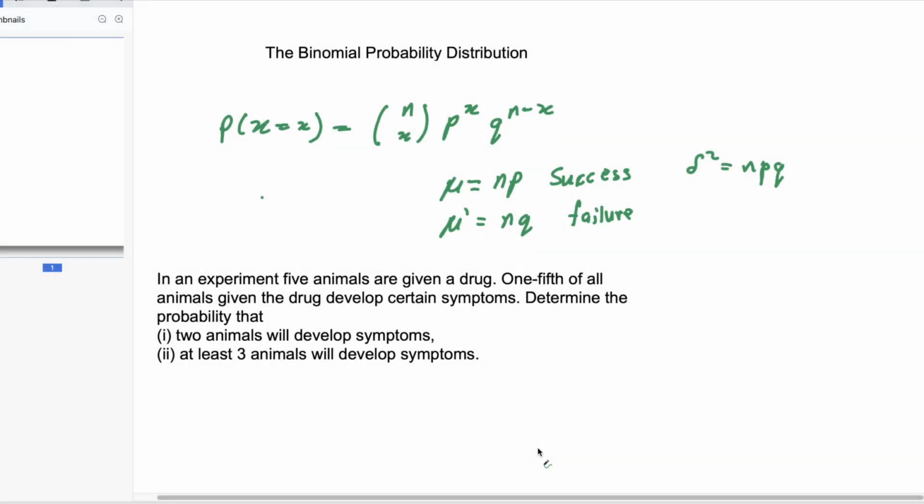Today we're going to be doing binomial probability distribution. So we have a formula here which we use to calculate the probability of an event occurring.